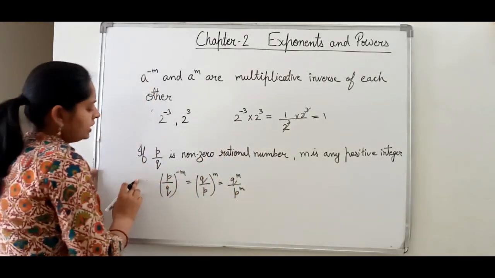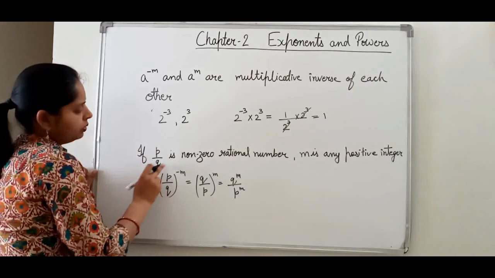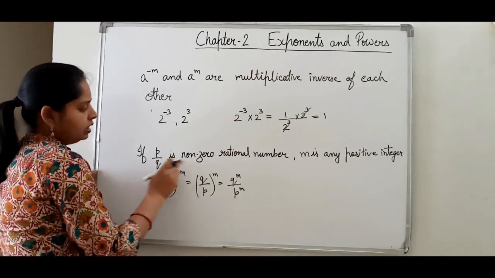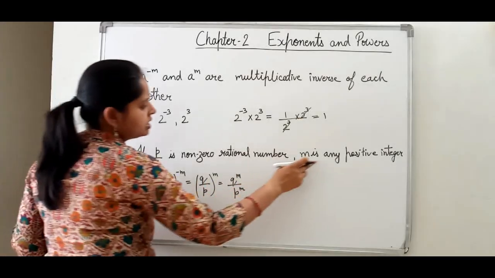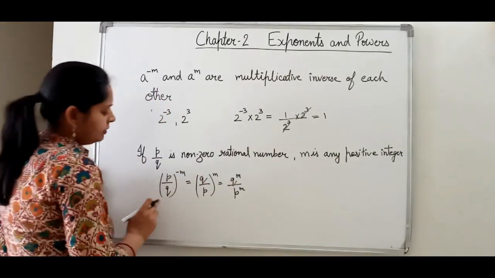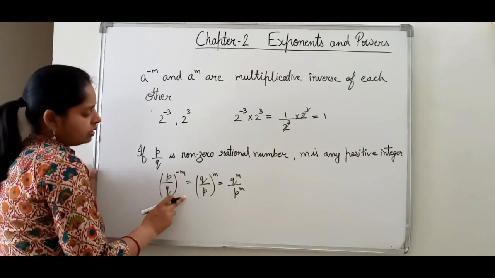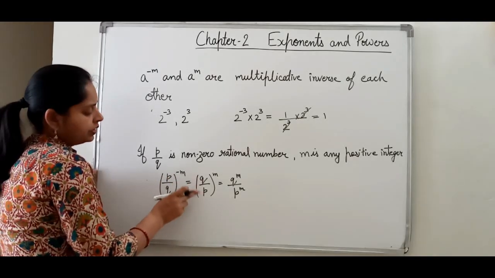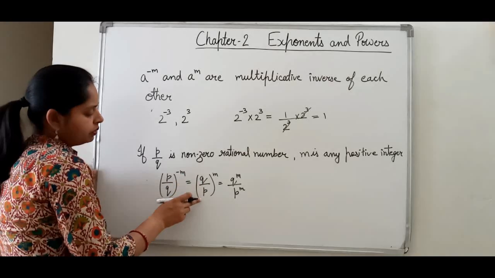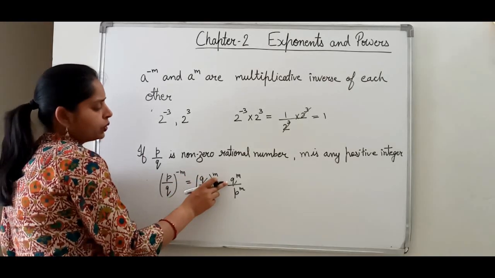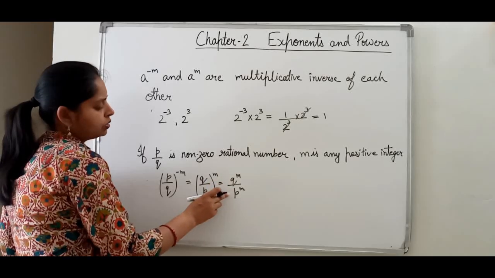Next is, if P upon Q is any non-zero rational number and M is any positive integer, then (P upon Q) to the power minus M will be equal to the reciprocal of the term inside, (Q upon P) to the power M. That is equal to Q to the power M upon P to the power M.